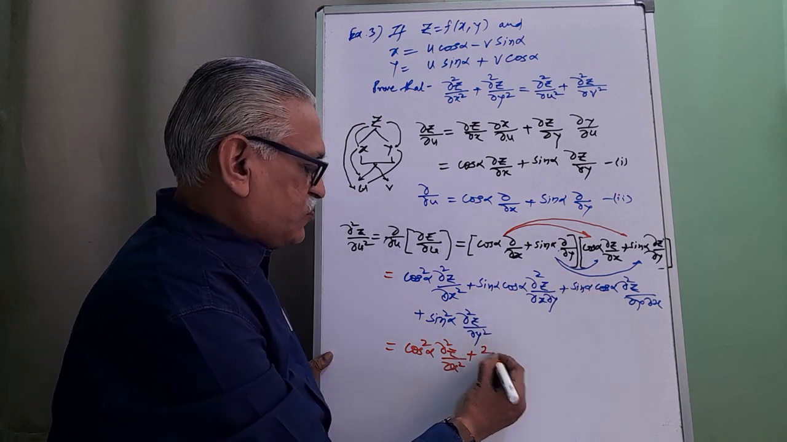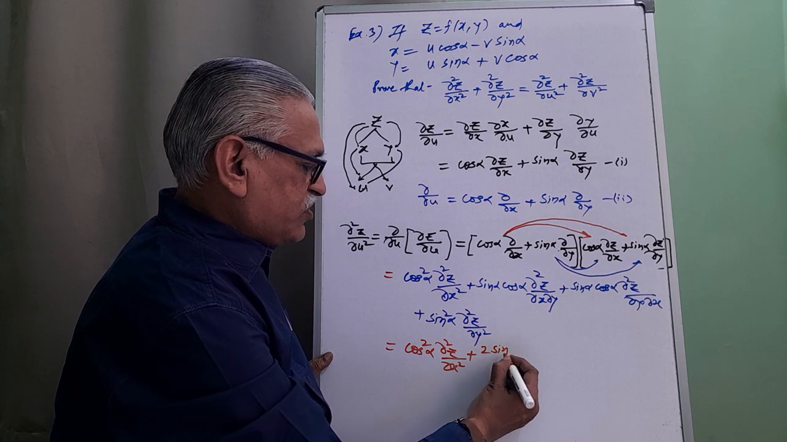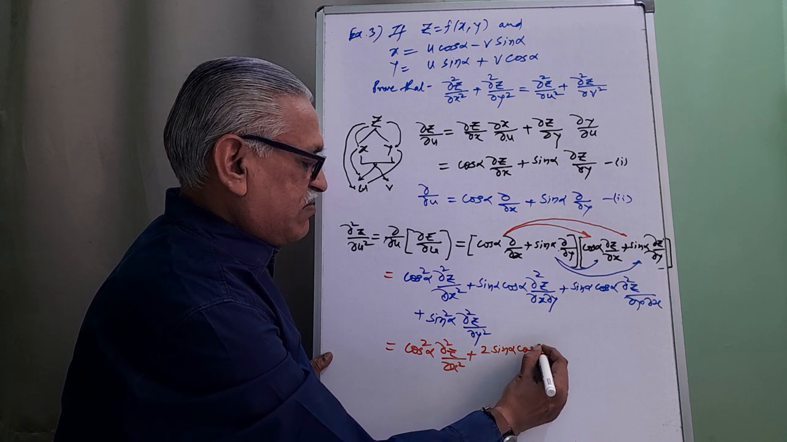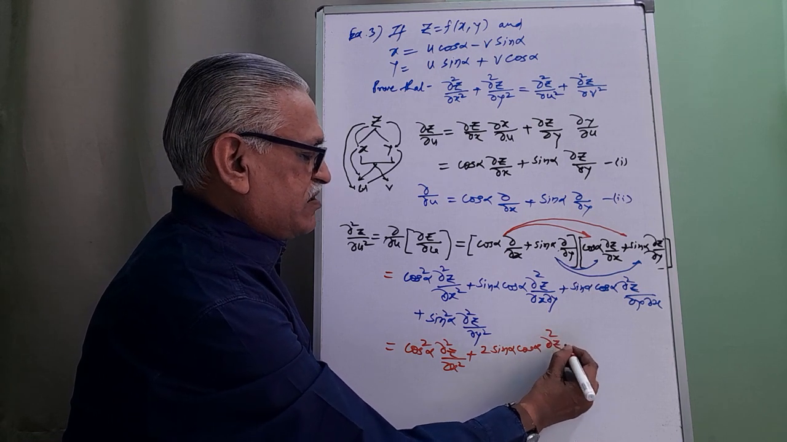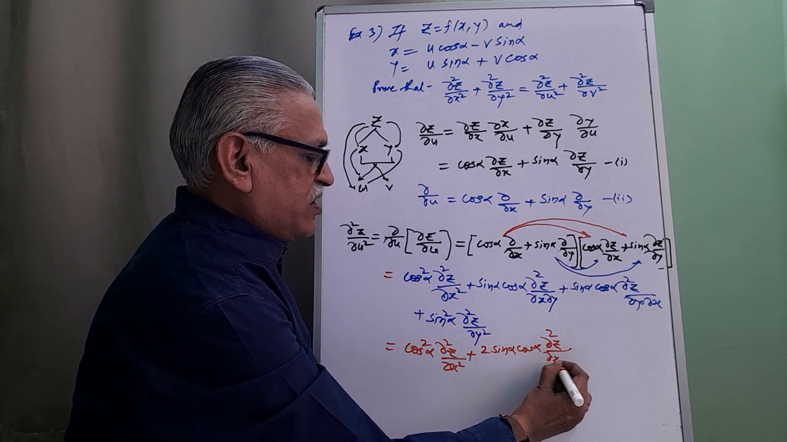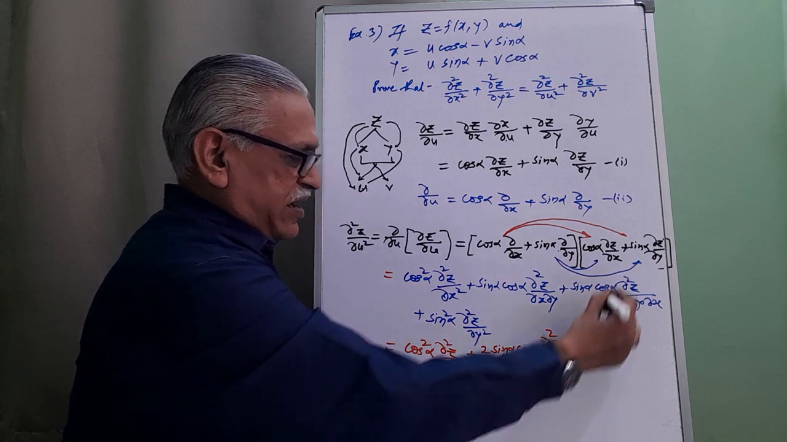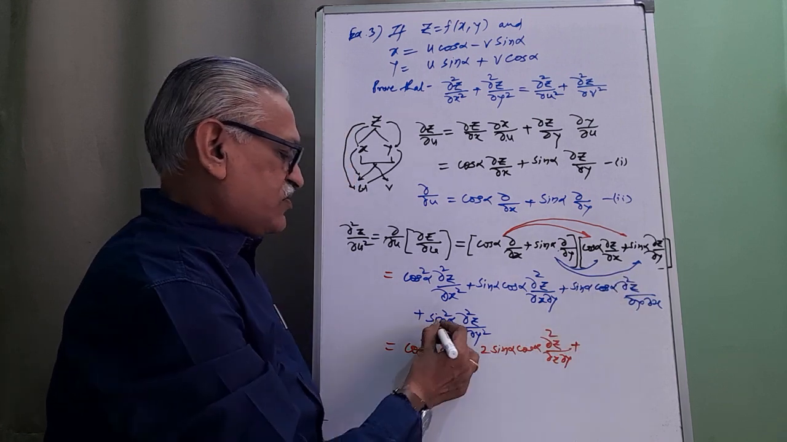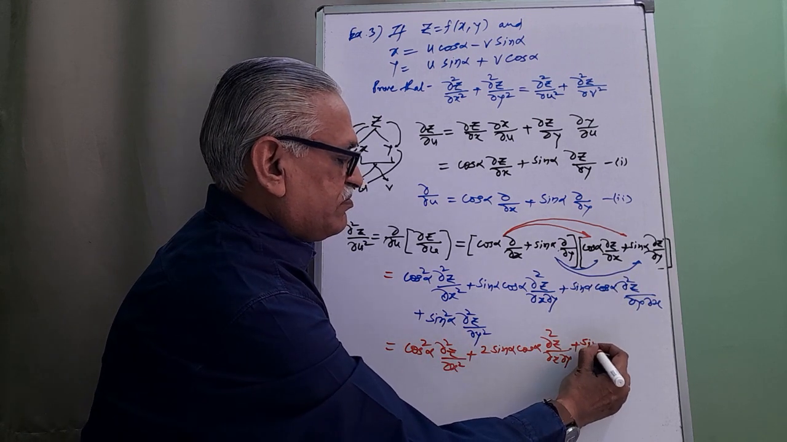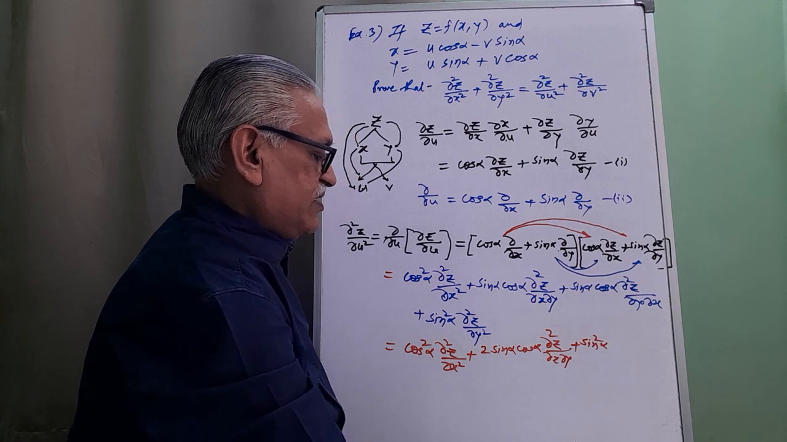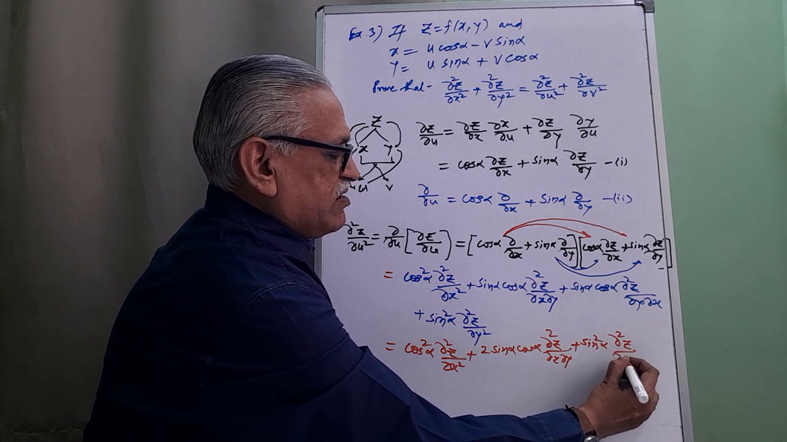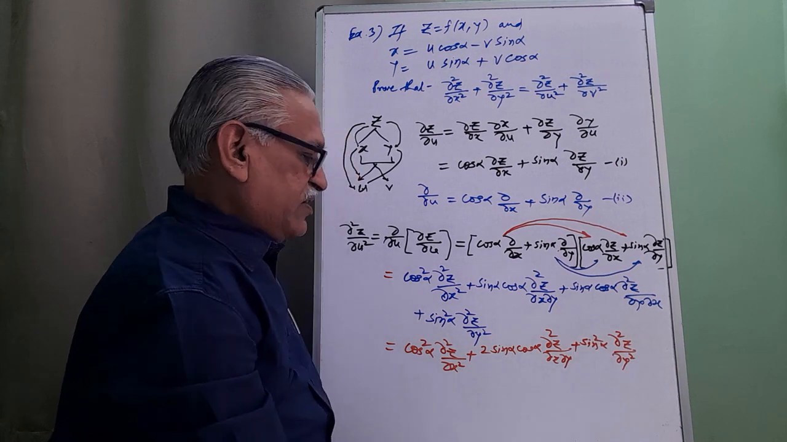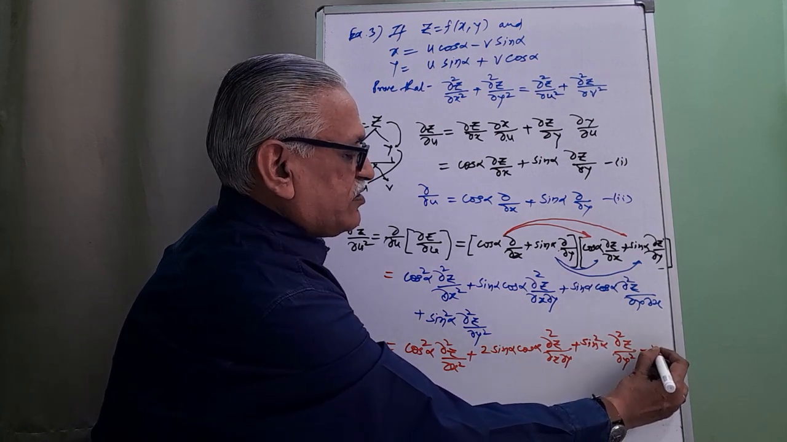Addition of that term is 2 sin alpha cos alpha ∂²z/∂x∂y and sin² alpha ∂²z/∂y². We call this equation 3.